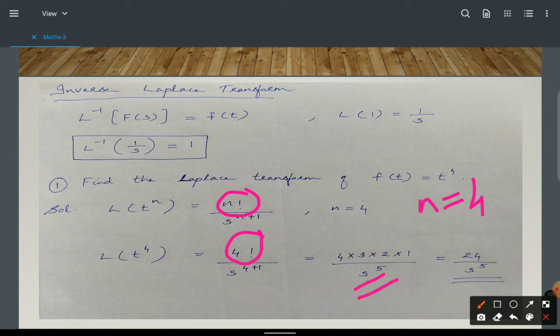Now, what is a factorial? 4 factorial means 4 into 3 into 2 into 1. 3 factorial means 3 into 2 into 1. 2 factorial means 2 into 1. Here it is 4 factorial, so 4 into 3 into 2 into 1, that is 24. So 24 by s raised to 5 is the final answer. We could convert the terms of t into s using the Laplace transform.